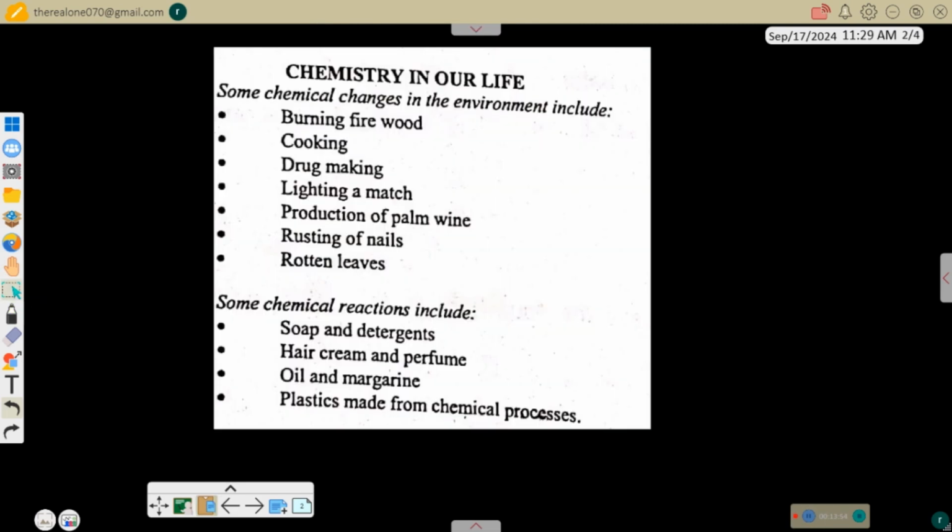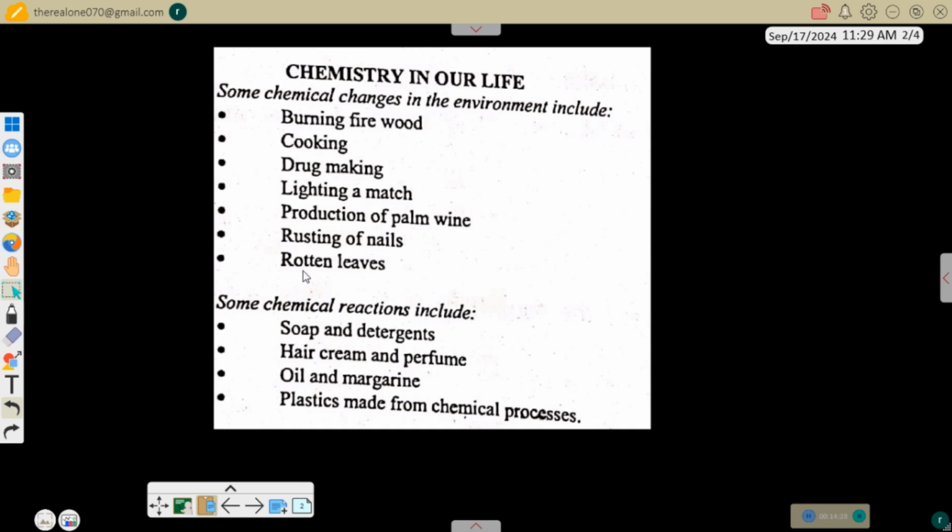Now, many things that we do on a daily basis, we are applying some chemistry principle which we don't know. Look at some of the things that happen in our environment and some of the things that we personally do. For instance, burning of firewood is a chemical process. Then cooking is a chemical process. Drug making, chemical process. Lighting of match is a chemical process. Production of palm wine, roasting of nails, rotting leaves, and so on.